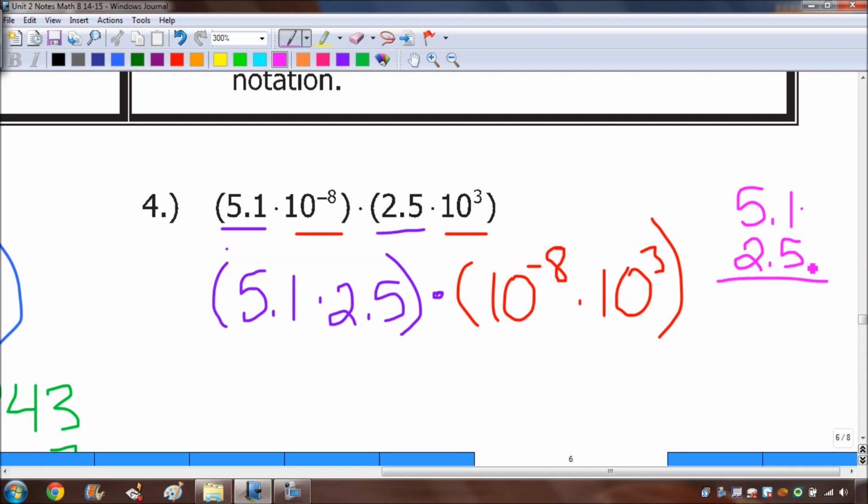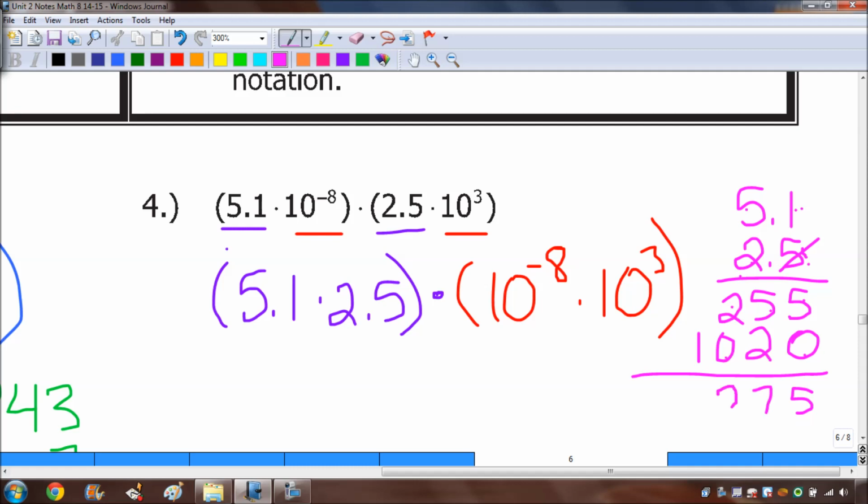So 1 times 5 is 5, okay? 5 times 5 is 25. Carry the 2. Do not worry about putting the decimals yet. Then I'm going to put a 0 here, okay? And then I'm finished with the 5, and I'm going to multiply the 2 by the 1, which is 2, and the 2 by the 5, which is 10. Add all my numbers together, so 5 plus 0 is 5, 5 plus 2 is 7, 2 plus 0 is 2, and then 1 just gets brought down.